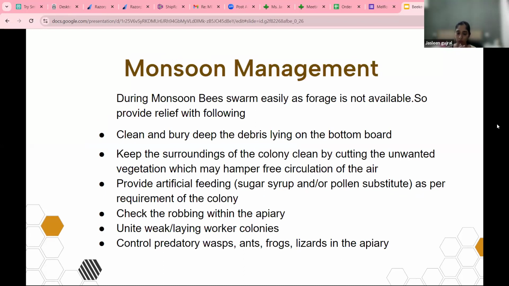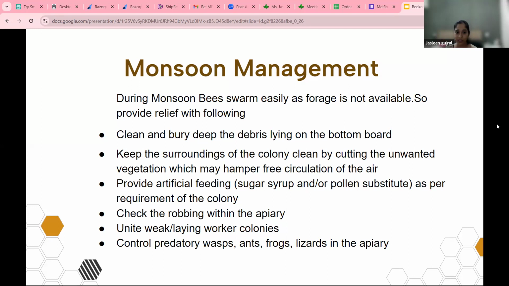Then monsoon management. Monsoon management is that time of the period which is almost like the summer management, and it's basically the time when the bees are able to swarm off and are not able to have sufficient food. The humidity during this time increases. So in order to provide relief, you need to basically clean the brood boxes.